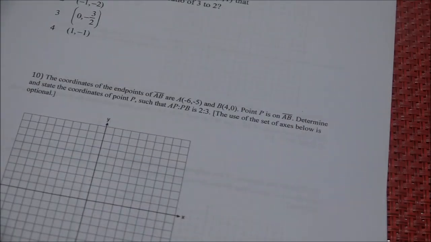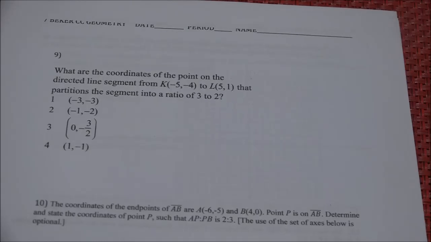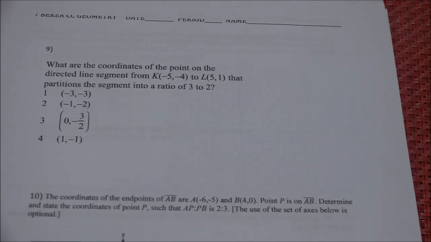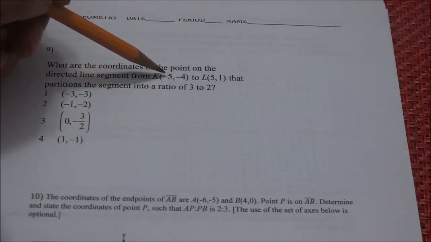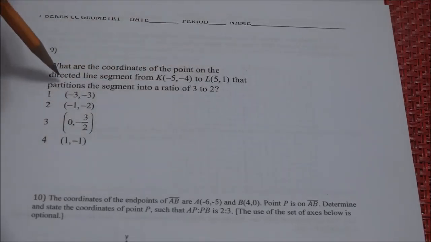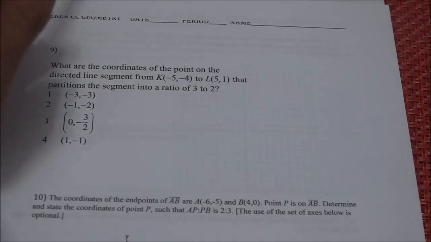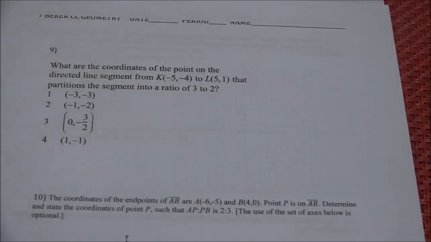Okay, what are the coordinates of the point? All right, what are the coordinates of the point on the directed line segment from K (-5, -4) to L (5, 1) that partitions the line segment in a ratio of 3 to 2. All right, listen to me very carefully. So we're going to partition a line segment.